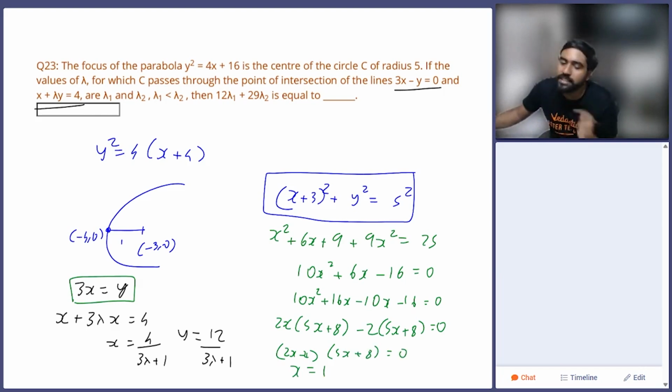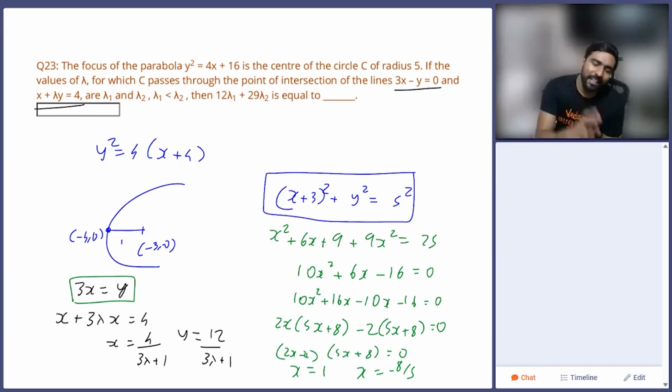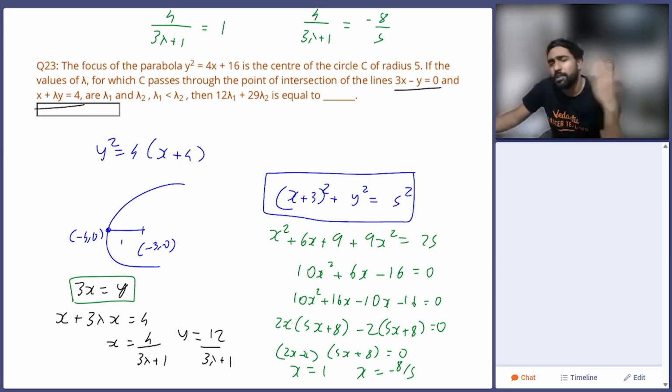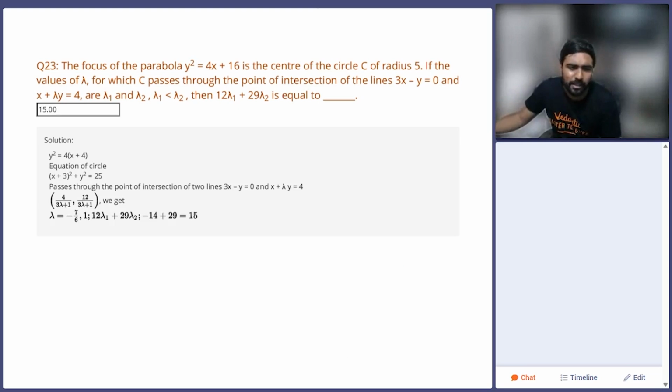So I get two values of x. x is equal to 1 or x is equal to minus 8 by 5. Now all I have to do is substitute these to get the values of lambda 1 and lambda 2. I will get what? 4 upon 3 lambda plus 1 is equal to 1. And similarly, 4 upon 3 lambda plus 1 is equal to minus 8 by 5. Okay. So you have 3 lambda plus 1 equals 4. That will give you 3 lambda is equal to 3. Lambda equals 1. Similarly over here also, cross multiply. We have the two possible values of lambda.